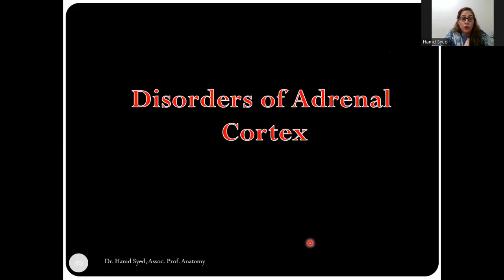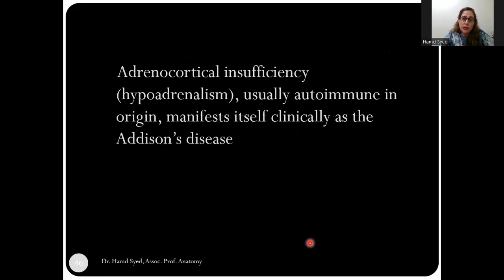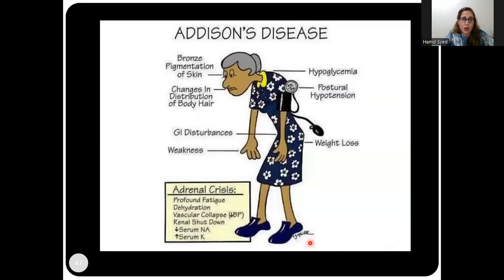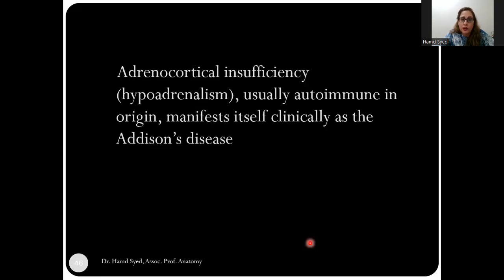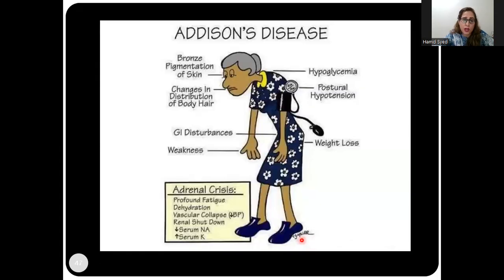In the end, I would like to talk about disorders of adrenal cortex, a few disorders that you should be familiar with. The first thing is adrenocortical insufficiency, also known as hypoadrenalism. This is usually autoimmune in origin, and it is clinically known as Addison's disease. So the salient features of Addison's disease is that since there is going to be a deficiency of the hormones, that is going to produce an adrenal crisis.